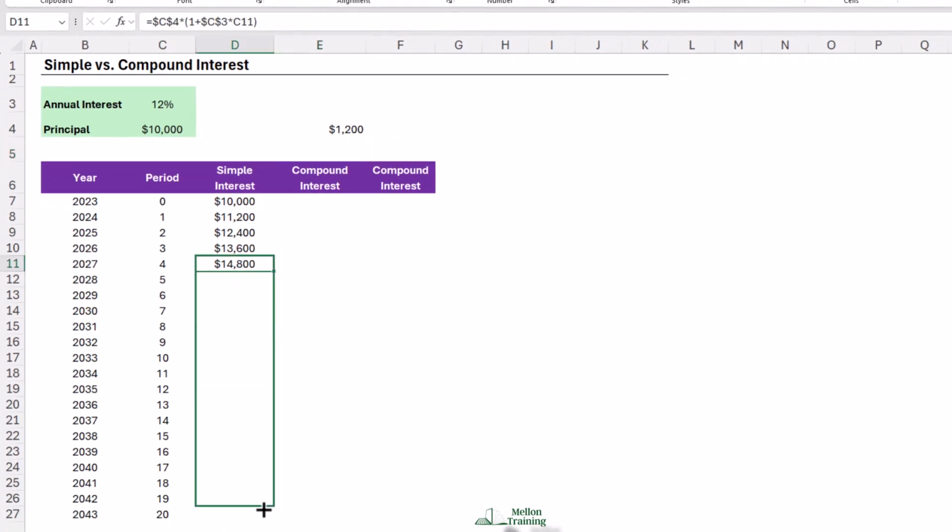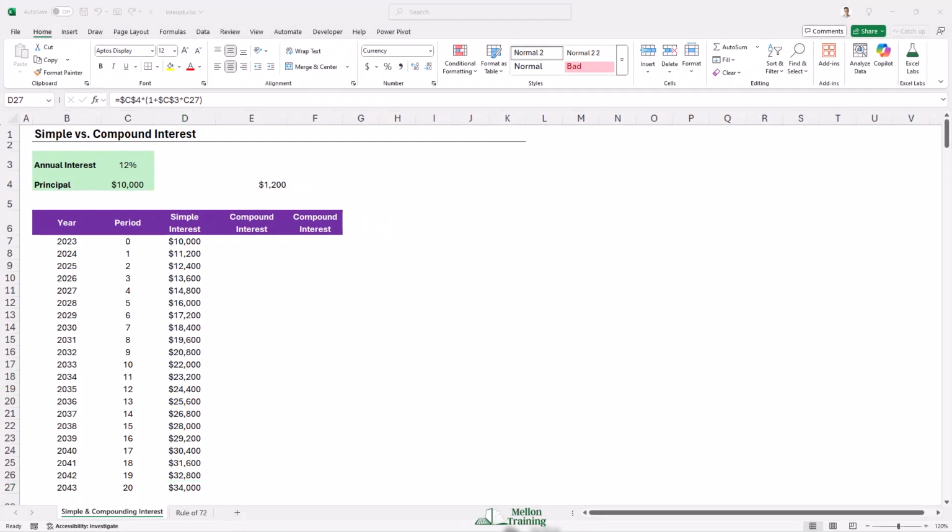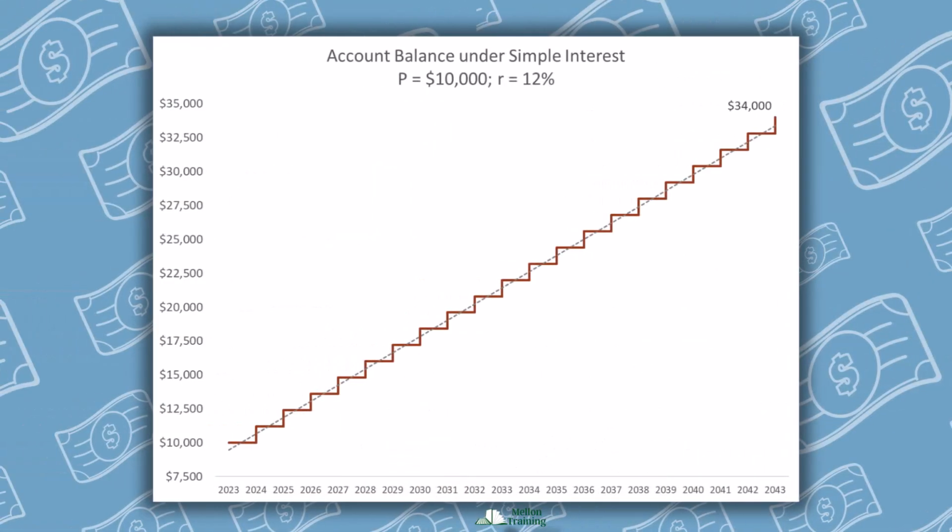Copy this formula down all the way to D27. And so, if we were to invest our money over 20 years, at the end of the 20th year, we would have $34,000. If we come here, we can see that this is a graphical representation of what the money is going to look like. In a separate video, I'm going to show you how to create these stepwise graphs, okay? They're a bit tricky to do, but I don't want to get sidetracked on this here. And as you can see, your money is growing linearly. You're getting $1,200 every additional year, okay?